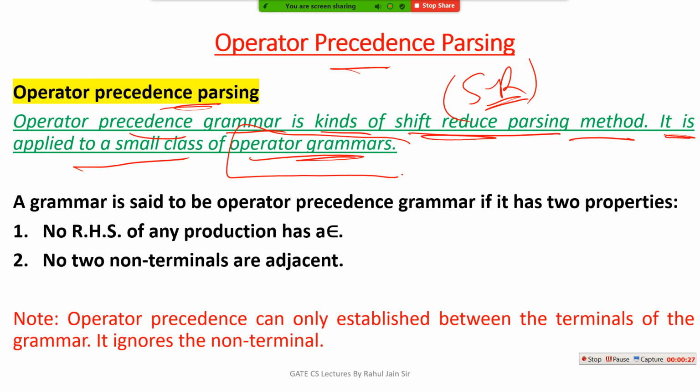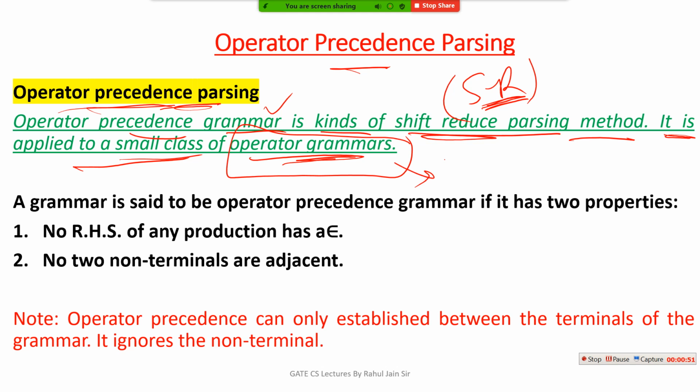What are operator grammars? We will talk about it when we discuss a real example, where I will explain what operator grammars are and how to find an operator grammar. But as of now, you can simply say that operator precedence parsing is a kind of shift reduce parsing, and it is applied to a small class of operator grammars.